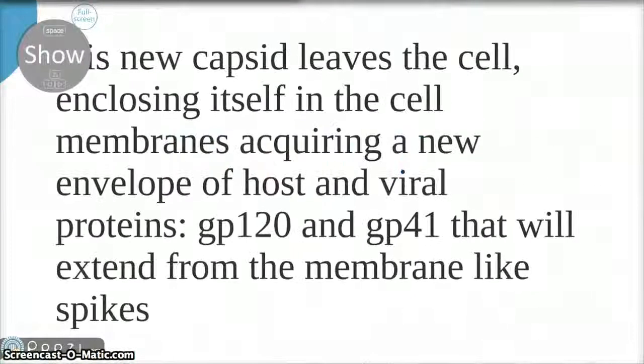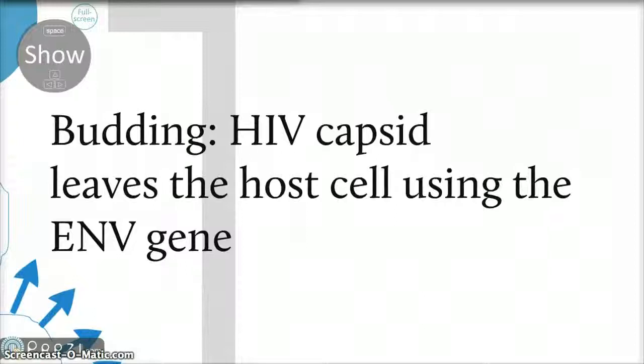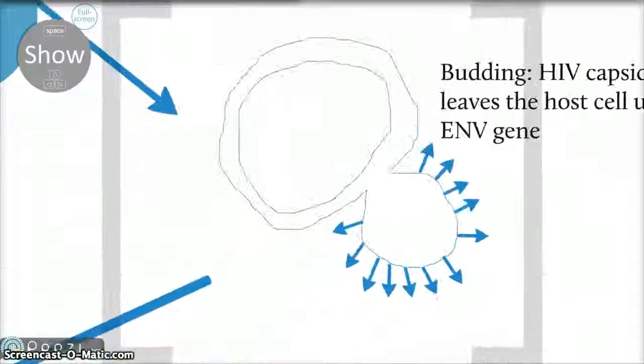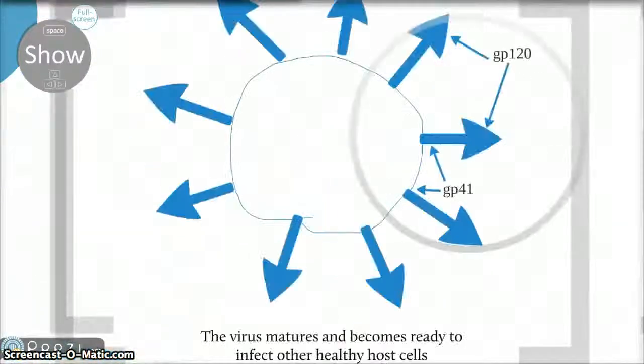Step 3. This new capsid leaves the cell, enclosing itself. Budding. The HIV capsid leaves the host cell using the ENV gene. The virus matures and becomes ready to infect other healthy cells.